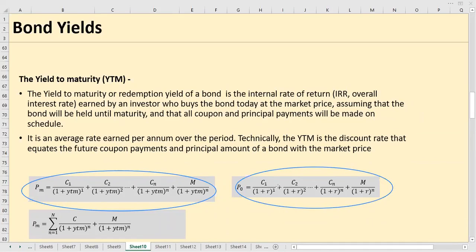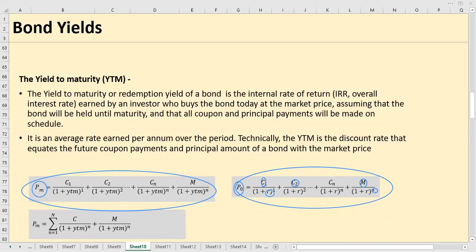So it is very easy to understand what we are going to do here. We are going to equate this P0 to the market value. We are going to substitute this P0 with the market price of the bond. Then other things, C1 we know, C2 we know, and up to Cn we know, M obviously we know, the number of years also we know. Now, by using this, we are going to find out R. What is the value for R?